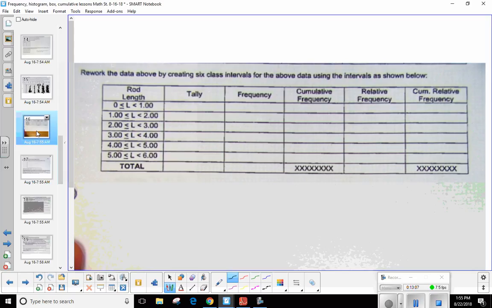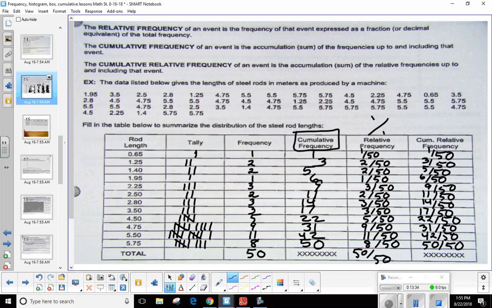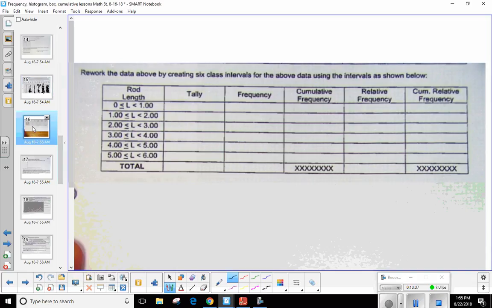It says rework the data above by creating 6 class intervals for the above data using the intervals as shown below. So we've now classified these. We did start knowing what the lengths were, but now let's pretend we don't know that. We're just going to take the information from the table, not go back to the data. How many of the lengths were between 0 and 1? 1. We only have the 1 right here. So tally 1, frequency 1.